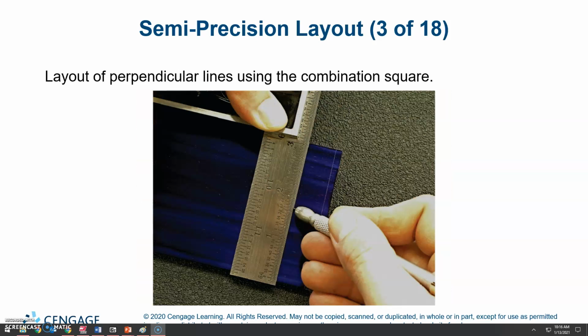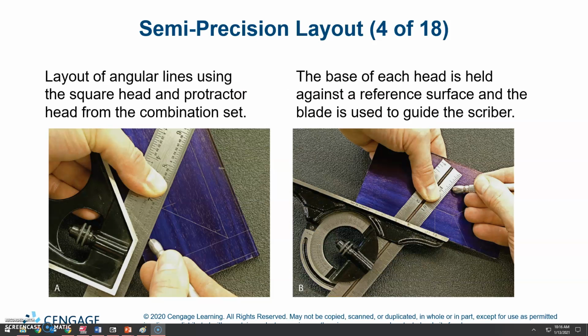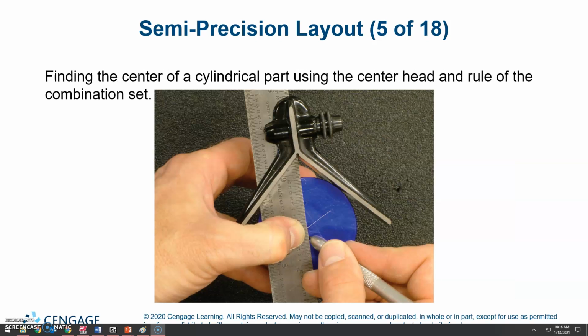Layout of perpendicular lines using a combination square. Layout of angular lines using the square head and protractor head from the combination set. The base of each head is held against the reference surface and the blade is used to guide the scriber. Finding the center of a cylindrical part using the center head and the rule of the combination set.